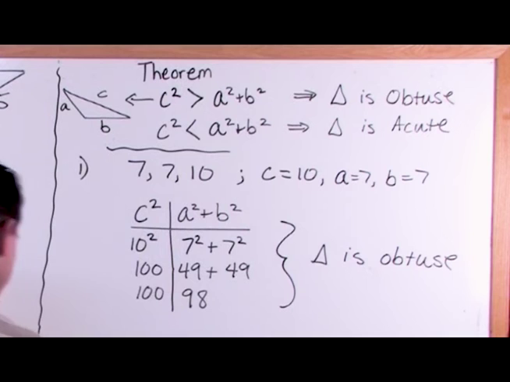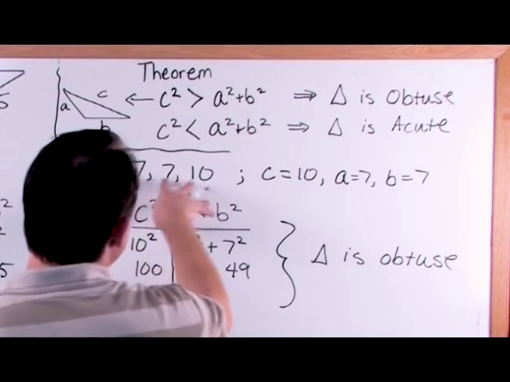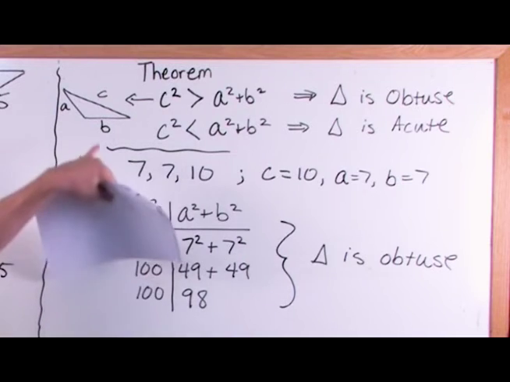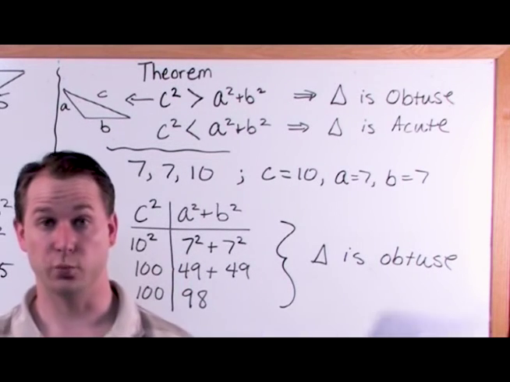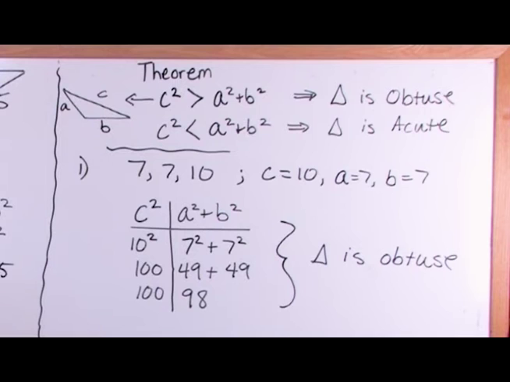Okay, it's an obtuse triangle, and that's exactly what that tells you right there. If you were to put these lengths down and draw them, you would see something that looks kind of like this. You would see one angle really open, and that's what an obtuse triangle is.